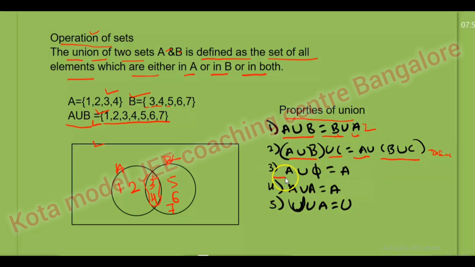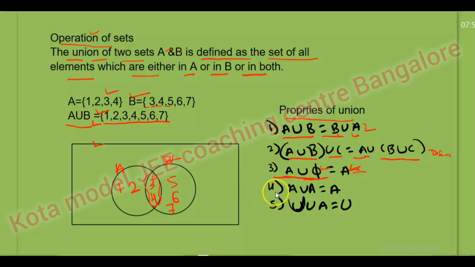Next, the third one: A union null set, or the empty set. We are getting the same set. This is called identity. A union with the empty set, we are getting the same set. A union null set is equal to A.